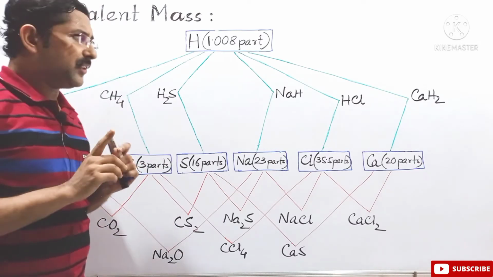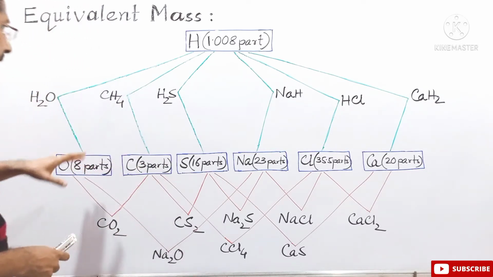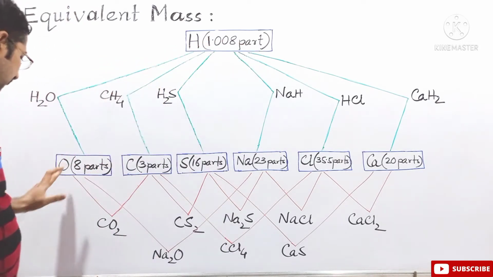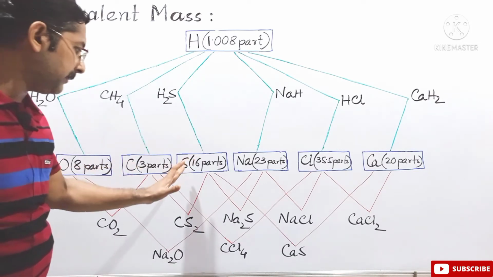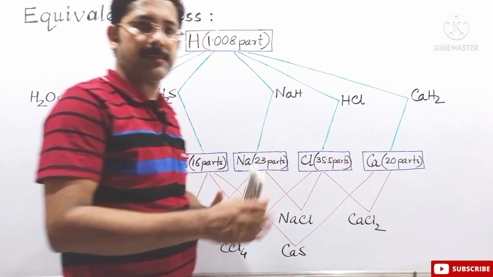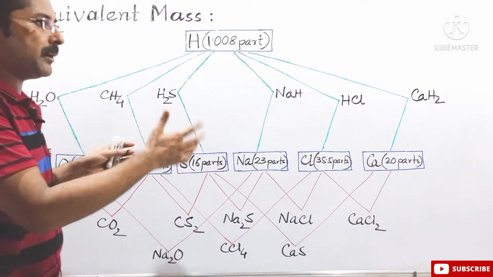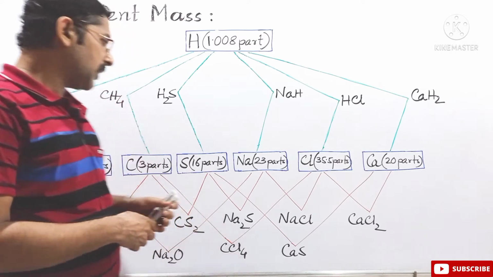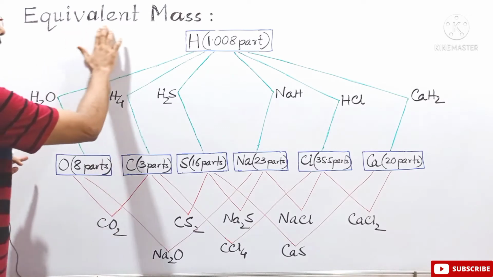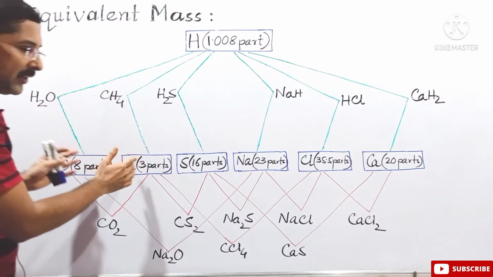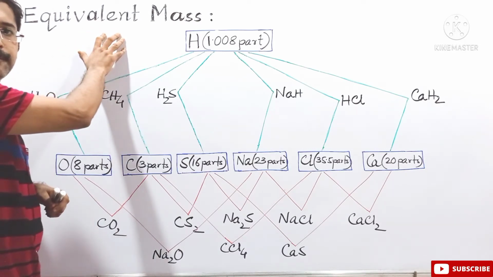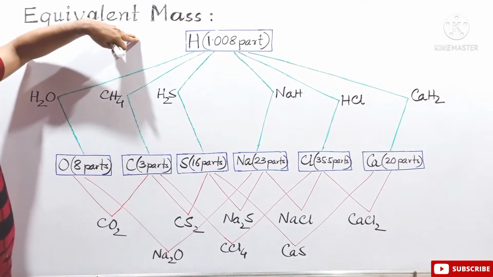So of course there is some magic in the numbers: 1.008 parts of hydrogen, 8 parts of oxygen, 3 parts of carbon, 16 parts of sulfur, 23 parts of sodium, 35.5 parts of chlorine, or 20 parts of calcium, or these parts will be different for different elements. Okay, so these parts are actually known as the equivalent mass. This mass amount of these elements is known as the equivalent mass or equivalent weight of the elements. Okay, so what is equivalent mass?